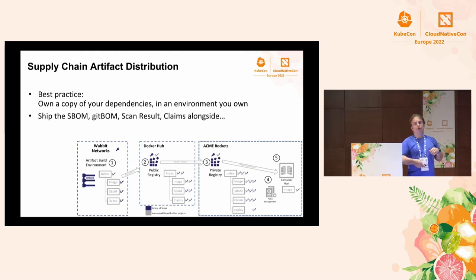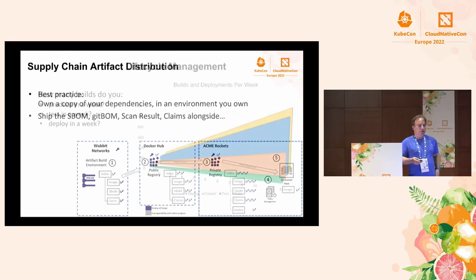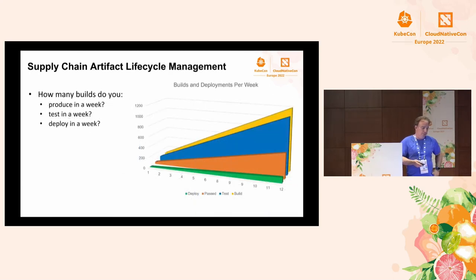So we want to ship all of that software together. As I'm trying to do verification, whether I should be deploying this thing, because I'm making a decision based on the SBOM or the GitBOM or any of the other claims of details, we want to make sure that's with the software itself.